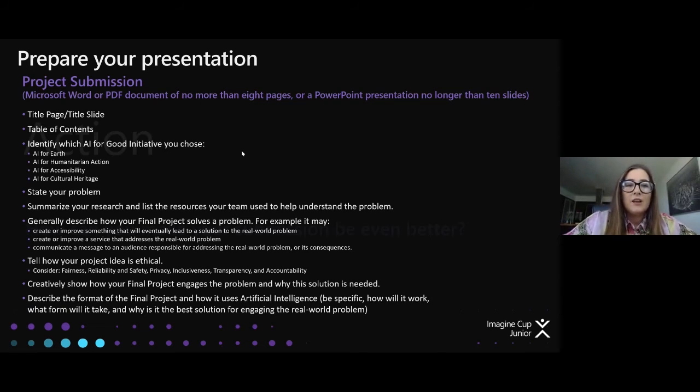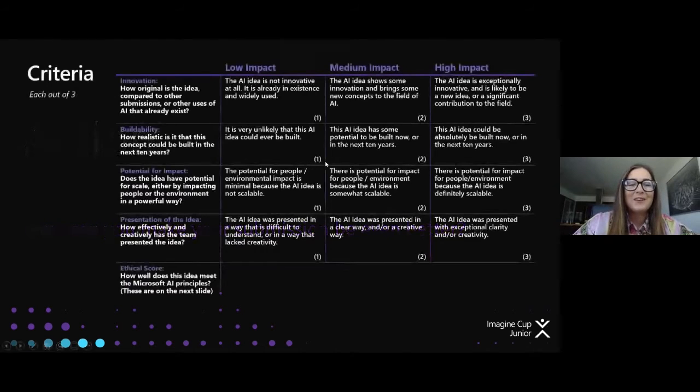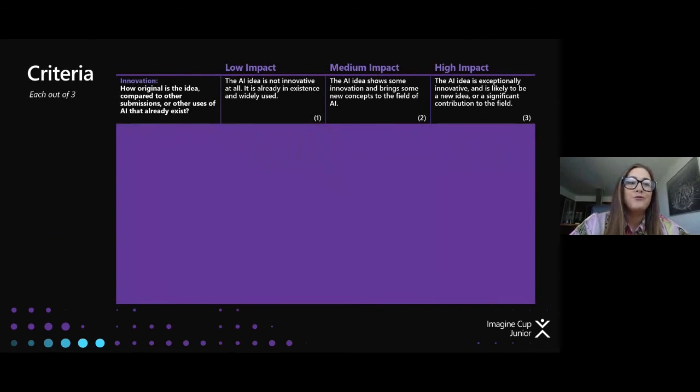Exactly. So now, how will you be marked? Okay, everyone's favorite question. So here we have the rubric, okay? So you're going to get 3 marks for each of these, okay? So for innovation, so how original is the idea, okay? Has it been used before? Does it already exist? So you're going to get 1 mark if it's not an innovative idea because it already is in existence in the world. You'll get 2 marks out of 3 if the idea shows some innovation. So maybe the idea is already there, but you're bringing about some new concepts. And then you'll get full marks if the idea is exceptionally innovative, okay? So it's likely to be a new idea.